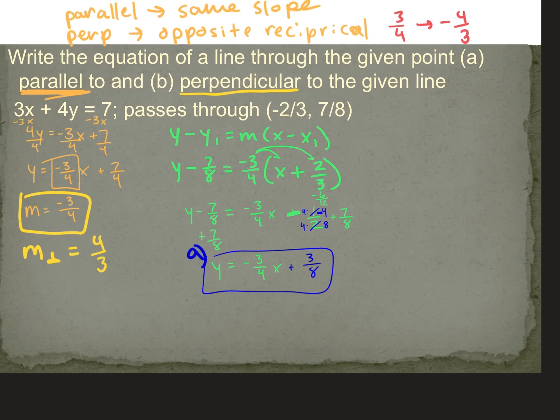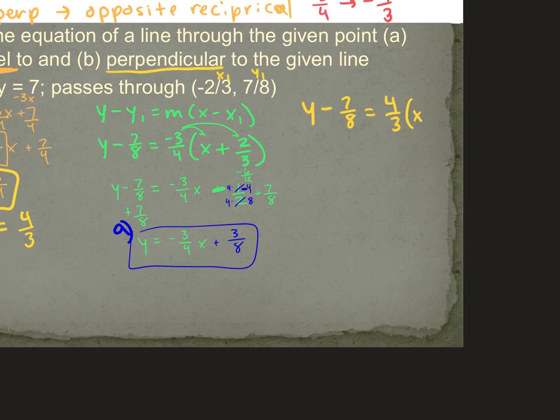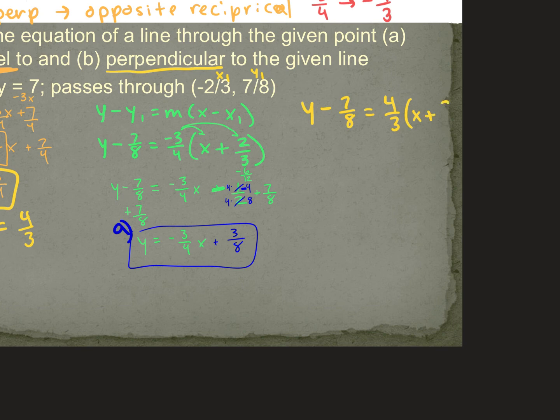And we do the same thing again. So I have y minus y1, which is 7 over 8, is equal to, our slope is 4/3, times x minus negative 2/3, that would become plus 2/3.